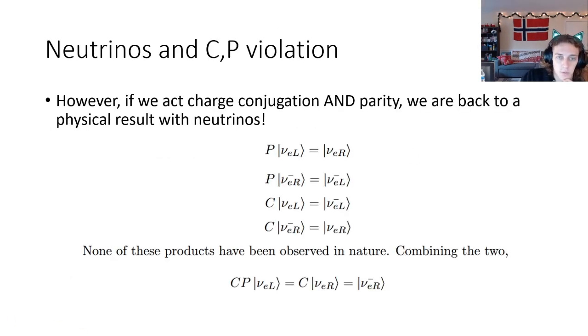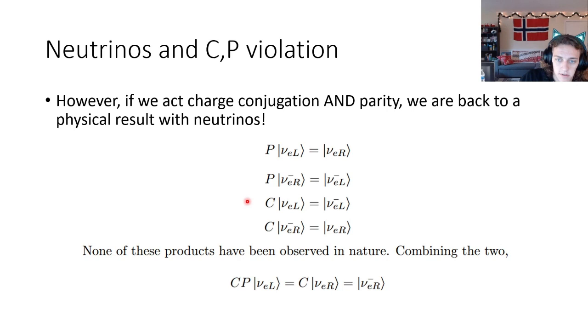So what happens when we act parity on a left-handed neutrino is we get a right-handed neutrino, because the sign of the momentum switches, but the sign of the spin doesn't, right? Same thing here. This is an antineutrino with a bar on top. We take a right-handed antineutrino and put parity on it, and now it's a left-handed antineutrino. These two things on the right don't appear in nature ever. We've never seen these, meaning that neutrinos seem to violate parity.